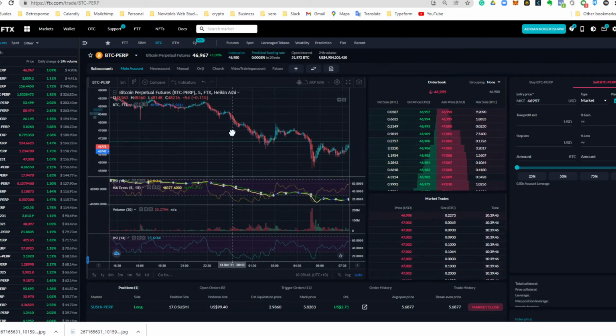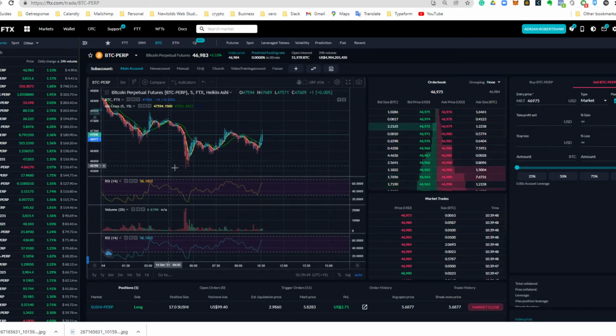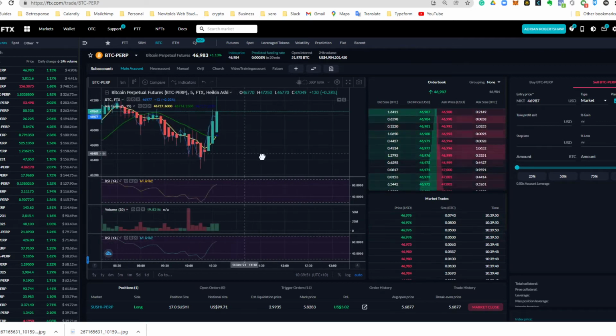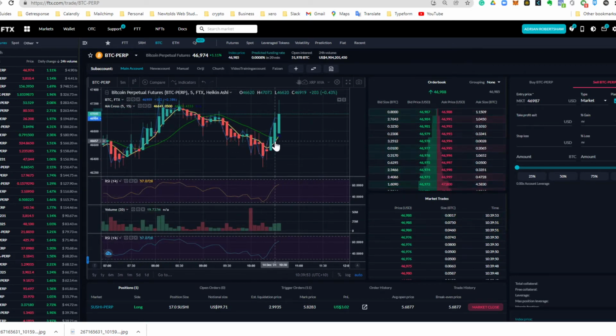I'll move this back up here, and we're going to zoom in. So at the moment, it's just crossed the line here and had a nice spike, which is great. So providing this stays green on this one, the next one we would then buy in.